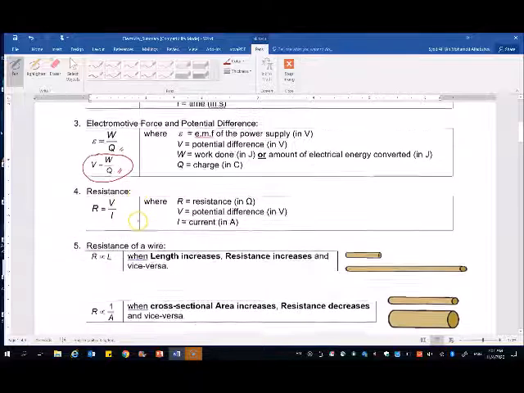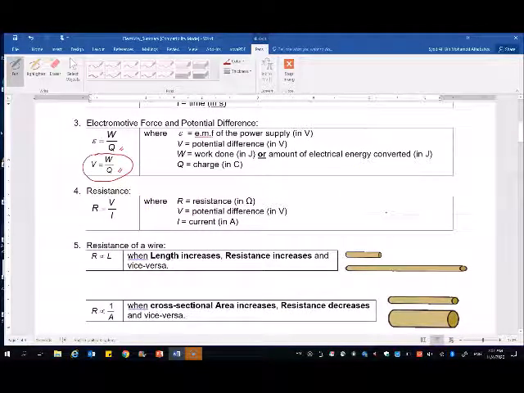The next one is resistance. We know that the current in the circuit depends on two things: the voltage and the resistance. The higher the voltage, the larger the current will be. The higher the resistance, the lower the current will be. So how are these three things combined into a formula? It is combined into this formula, R equals V divided by I. Resistance equals voltage divided by the current.